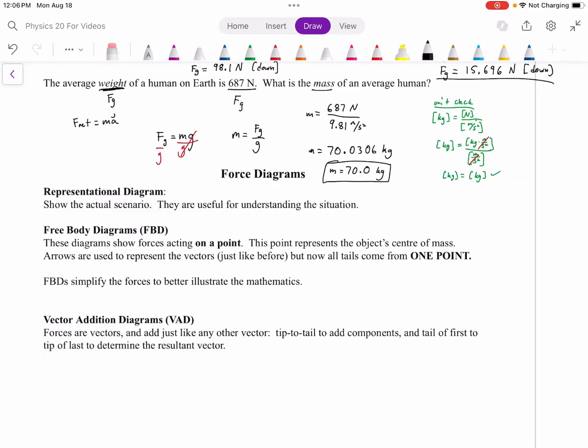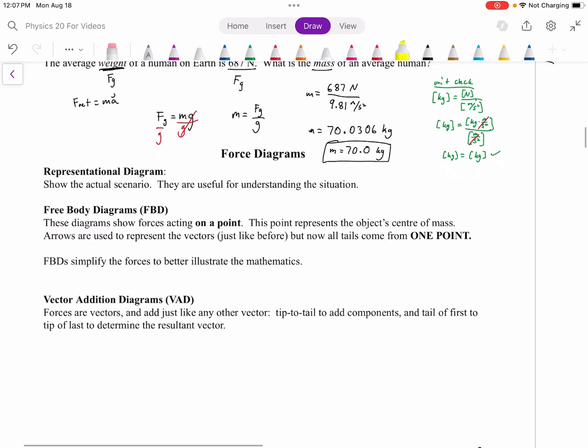All right, so with forces, there's a new type of diagram we think about often with them. So we're just going to do a little tutorial on diagrams. A lot of this is going to be familiar territory. For example, we can draw representational diagrams. You're used to those.